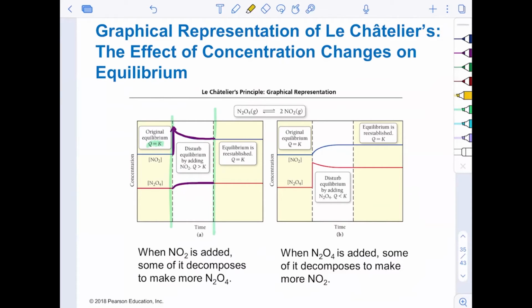Opposite goes for if we were to add a reactant. We see equilibrium is established here, Q is equal to K. We add N2O4, we add the reactant. It causes that equilibrium to shift and decrease the amount of reactant that we added. We can increase the amount of product we added reactant, so let's make more. And then equilibrium is established again.